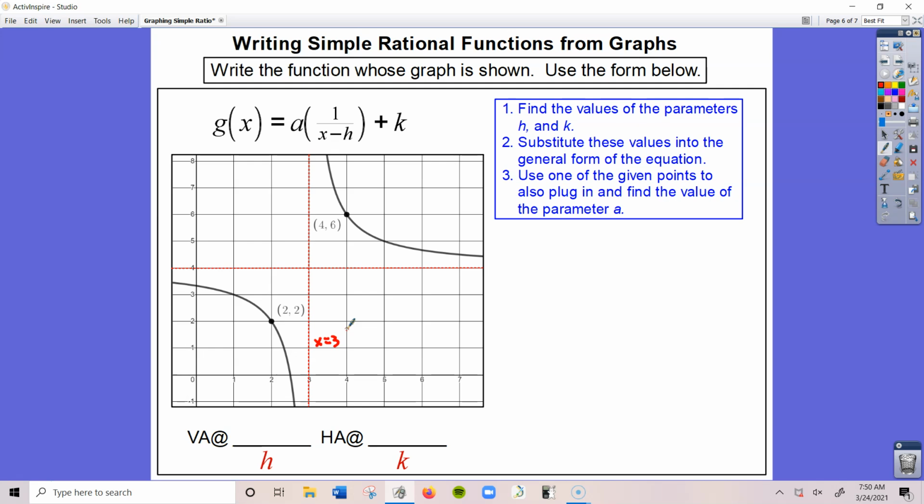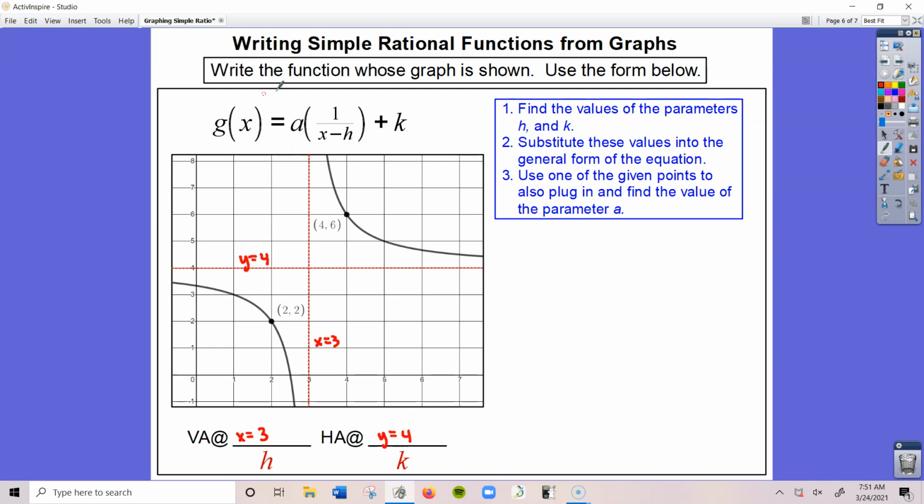If you're ever not sure how to write the equation of a vertical asymptote or a horizontal asymptote, these are lines, right? You just got to look at what axis the line crosses. A vertical line crosses the x-axis, and that's why the equation is written as x equals 3. A horizontal line crosses the y-axis, so this horizontal line would be y equals, and it crosses at 4. So that means that h is 3 and k is 4.